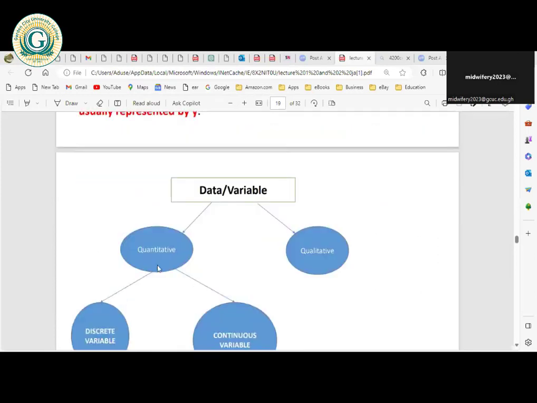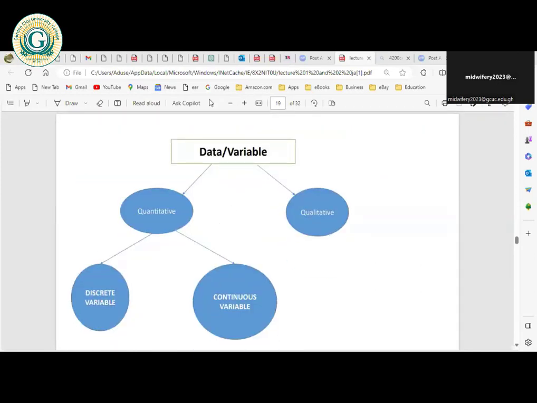Okay. Now, what I have here is just a summary of what we've done so far. We have the variables. Don't forget that your variables are always within a data. Your data contains a lot of variables. So if I pick your data, I'm going to get more variables. I can get your age, your marital status, your department, your class score, whatever. So this is the data. And based on the data, we can classify it into two. We have quantitative and qualitative. And for the quantitative, we can also classify them as discrete and continuous.